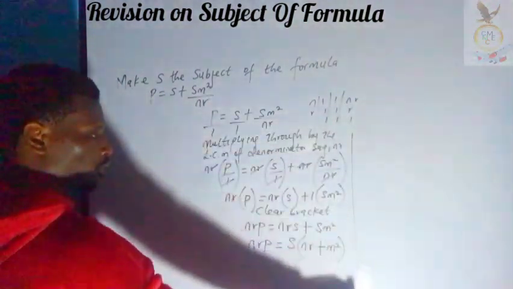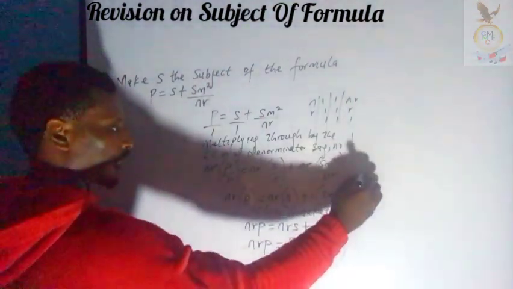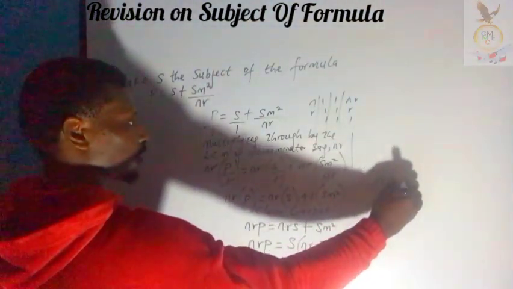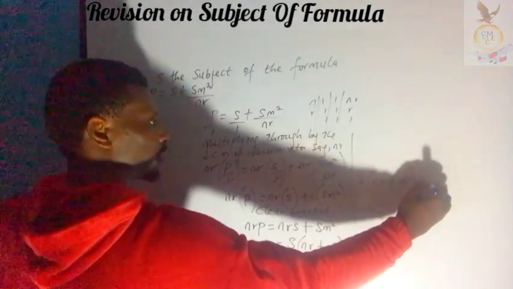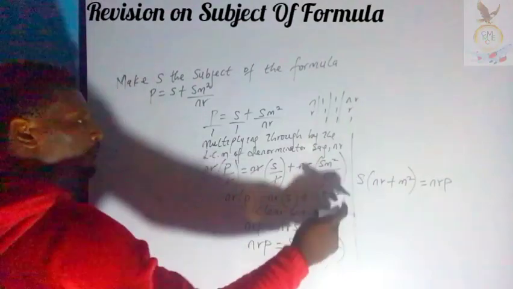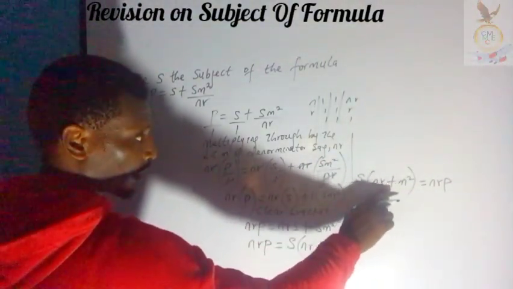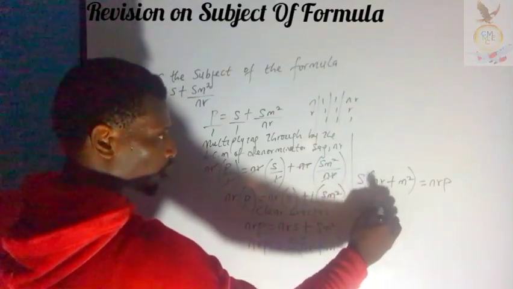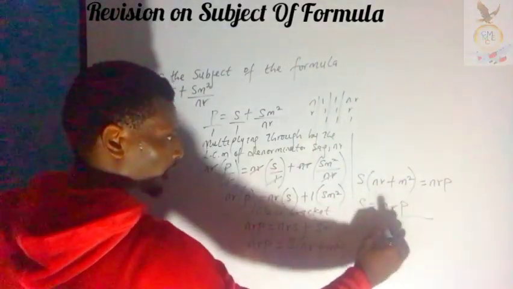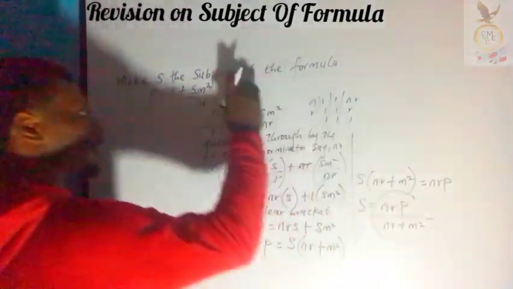So therefore we are told to make s the subject. So this is equal to this, and this is equal to this, are still the same. So I want to make s the subject. I'm going to divide by the coefficient of s, which is nr plus m squared. That is s is equal to nrp divided by nr plus m squared. So this is the answer to this question.